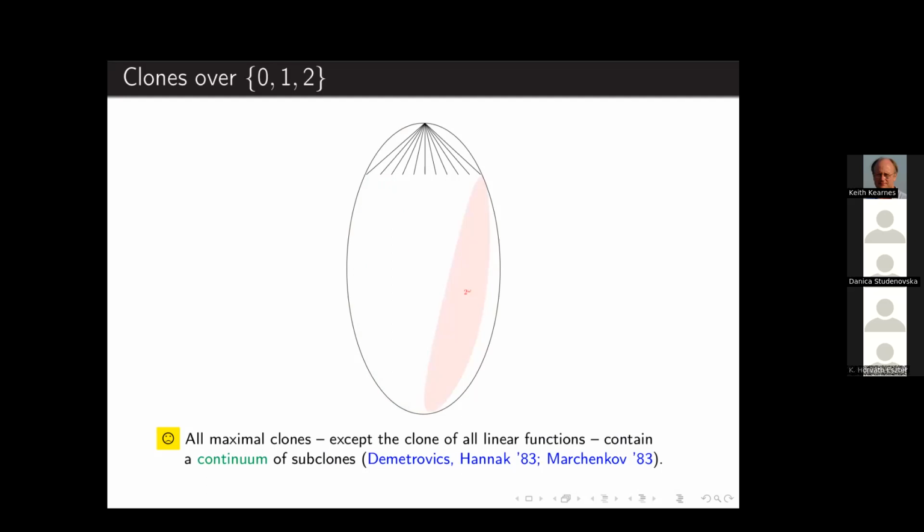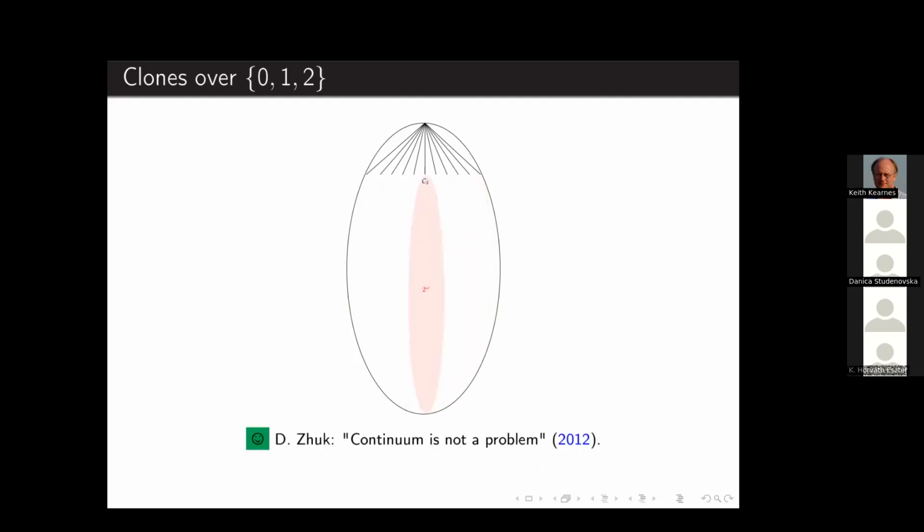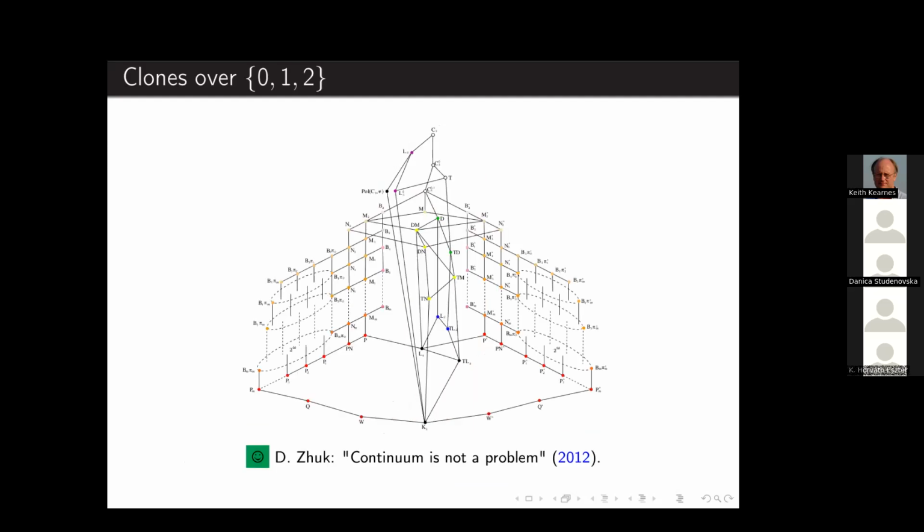But next slide, Dmitriy Zhuk recently showed that actually continuum is not such a big problem, because despite the continuum, he managed to give a complete description of one of these downsets. Indeed, he took the clone that contains all self-dual operations on a 3-element set and provided a complete description. And in the next slide, you can see a picture of this beautiful lattice.